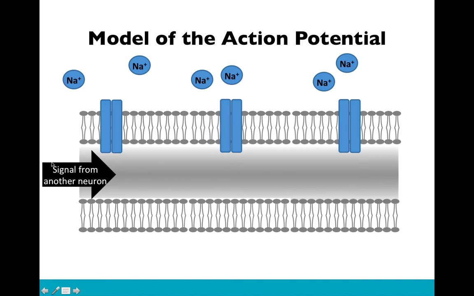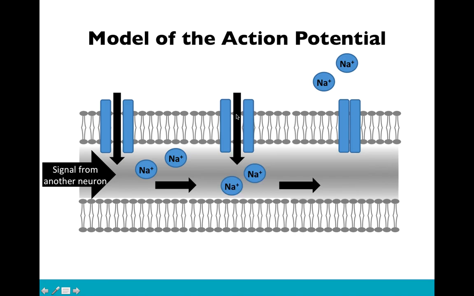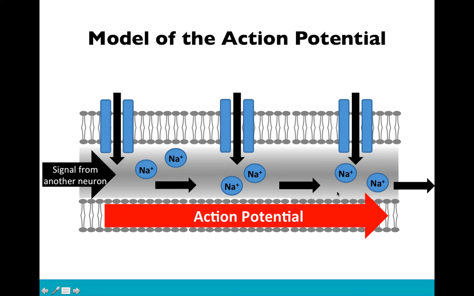It's like this. The sodium channels open, and sodium rushes into the cell because there are more sodium ions outside. When they come in, they stimulate the next channel to open. So the movement of sodium into the cell is what creates electricity in the neuron, and this is called the action potential.